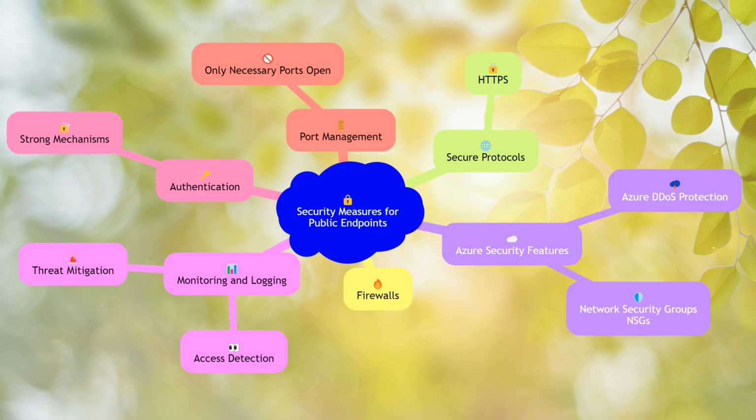Given their exposure to the internet, public endpoints require stringent security measures. This includes implementing firewalls, using secure protocols like HTTPS, and employing Azure's security features such as network security groups, NSGs, and Azure DDoS protection. Additionally, monitoring and logging access to public endpoints can help detect and mitigate potential threats. Ensuring that only necessary ports are open and using strong authentication mechanisms are also critical practices.